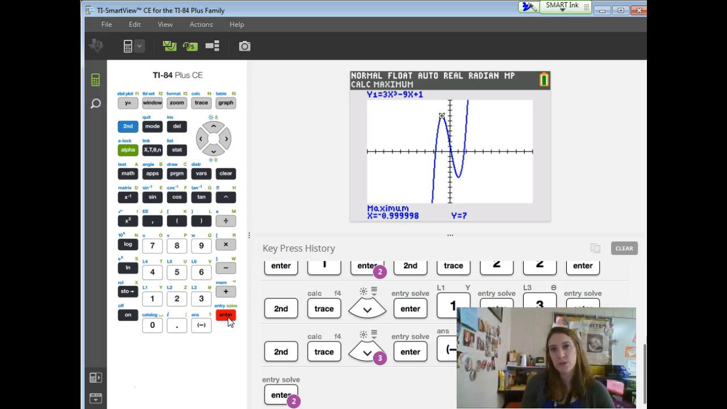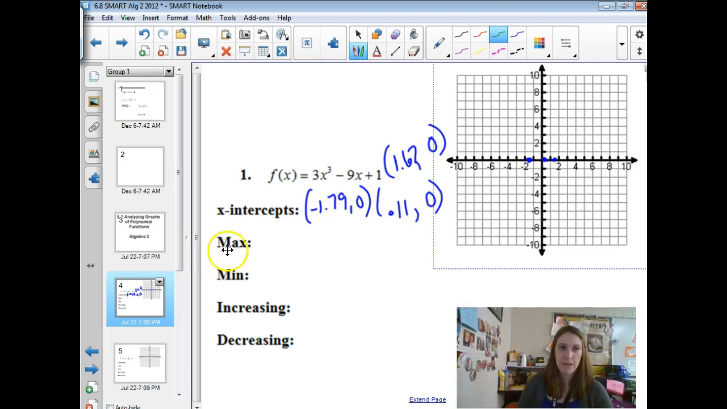Alright, so the ordered pair, the negative 0.999 is a pixelation issue, so remember that really just means negative 1. So it's at the ordered pair negative 1, 7. Hello, throwing my pen. So on my paper here, I have a max at negative, I already forgot what it was, negative 1, 7. So on my paper, I'm going to plot negative 1, 7.